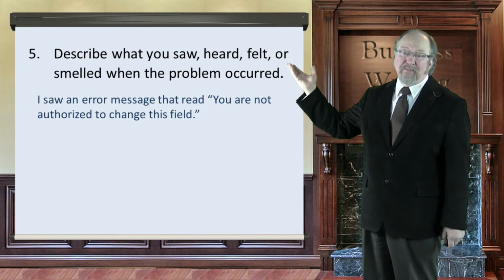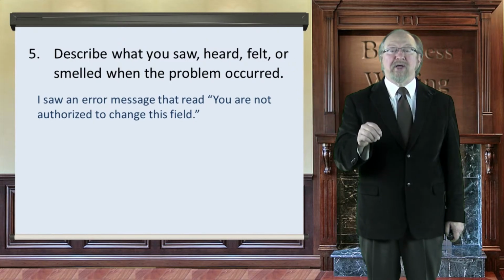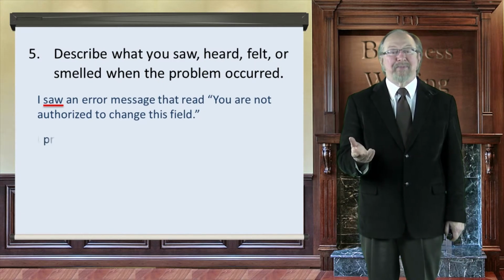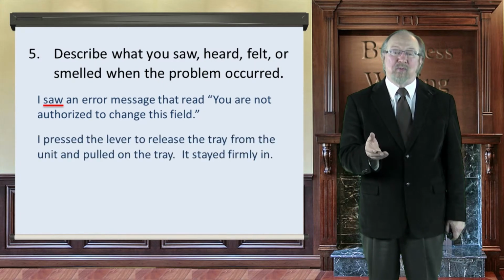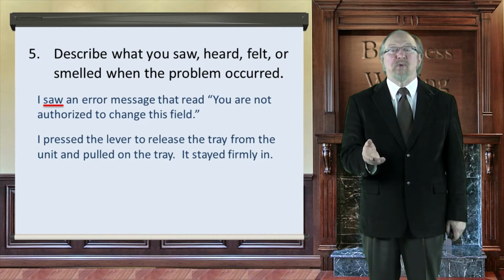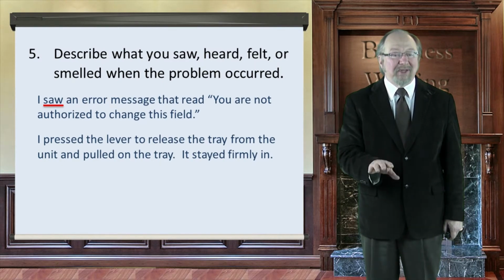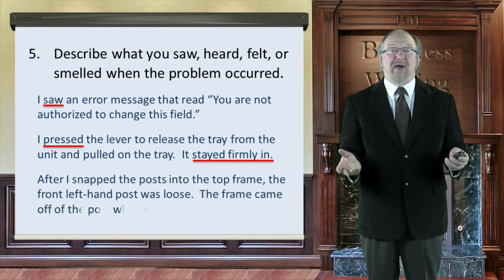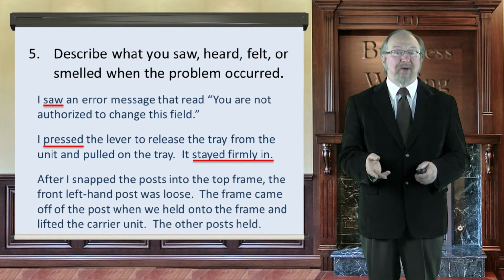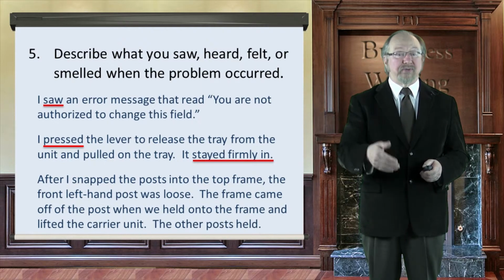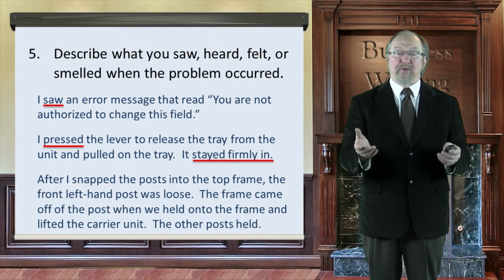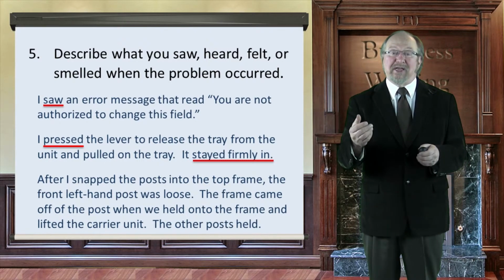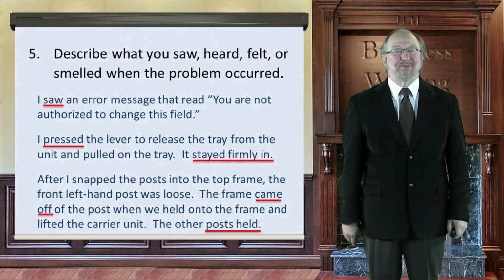This is a good example. I saw an error message that read, you are not authorized to change this field. The sensed word is saw. I pressed the lever to release the tray from the unit and pulled on the tray. It stayed firmly in. The sensed words are pressed and stayed firmly in. After I snapped the posts into the top frame, the front left-hand post was loose. The frame came off of the post when we held onto the frame and lifted the carrier unit. The other posts held. You can see the sense words.